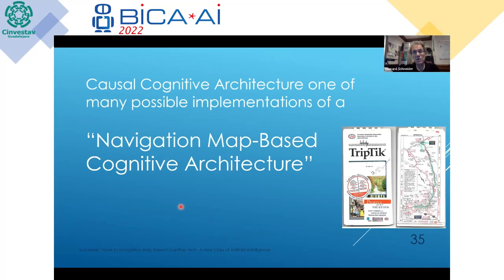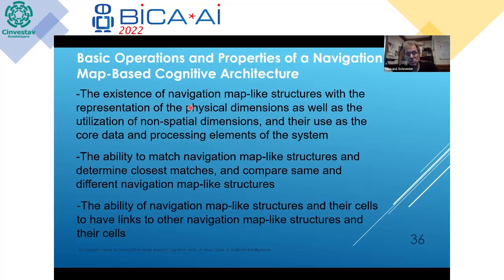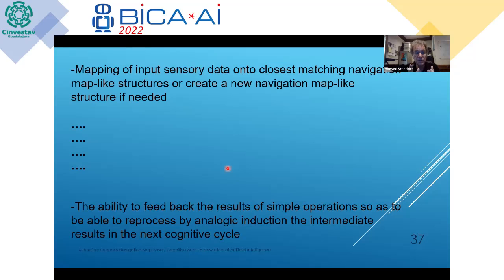My causal cognitive architecture really is just one of many possible implementations of what I call a navigation map-based cognitive architecture. In the paper associated with this talk, there's a long list of properties it has, such as the existence of navigation map-like structures. I won't go through all of them because they're in the paper. There are properties of neural networks, properties of an expert system, symbolic logic. This has its own unique properties, a navigation map-based AI.